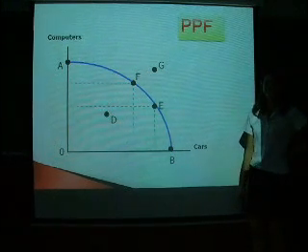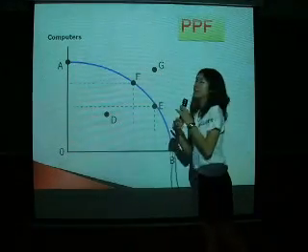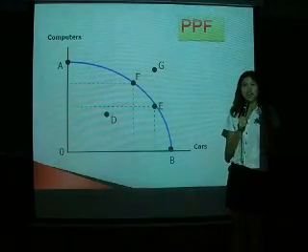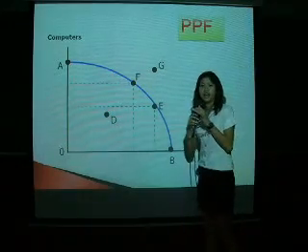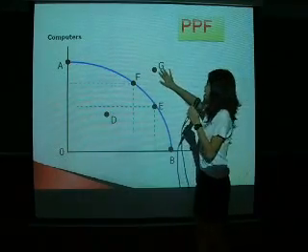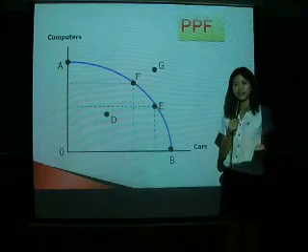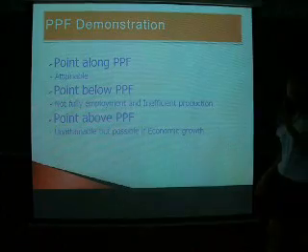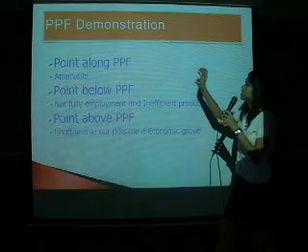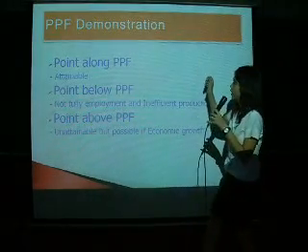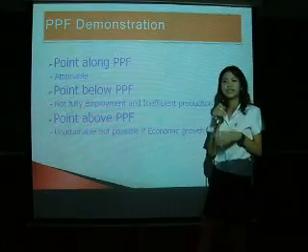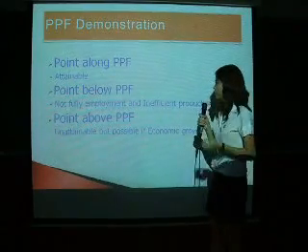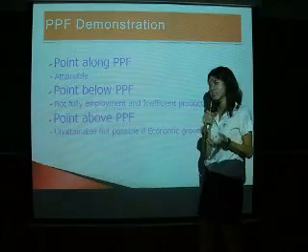And point G means that it is unattainable or unreachable, but it can be possible if there is economic growth. This point means that we don't have the ability to produce it. So in conclusion, let's see the PPF demonstration. The points on the PPF, the points E and F, mean that it's attainable or reachable. We use the resources efficiently.